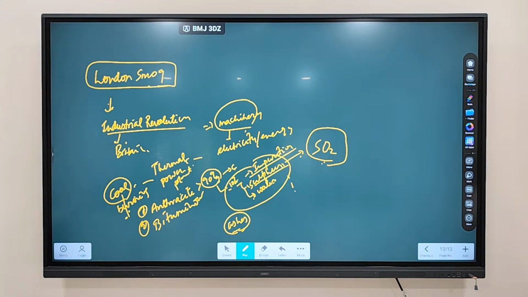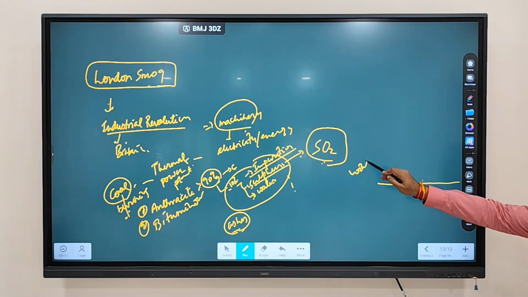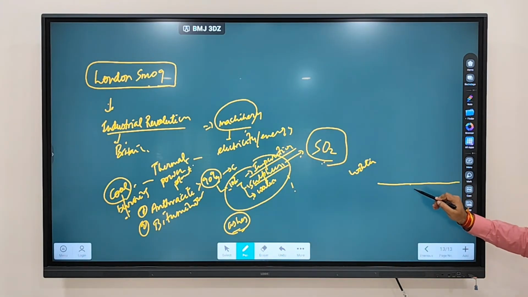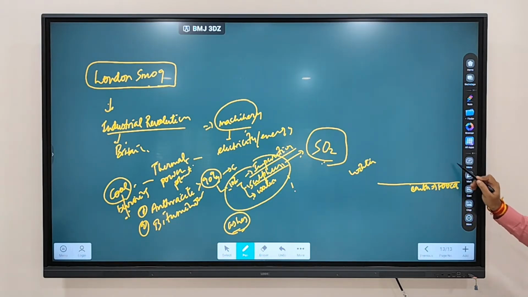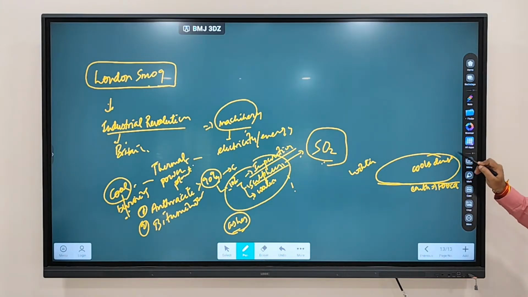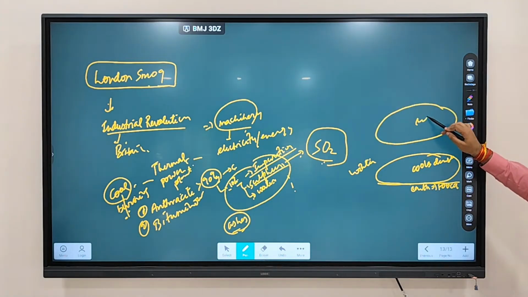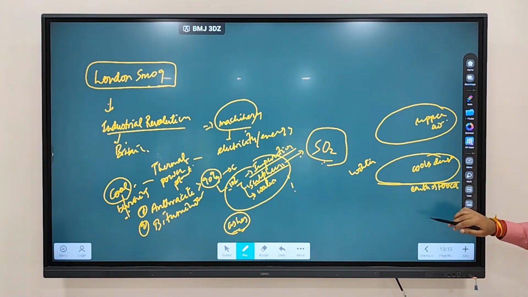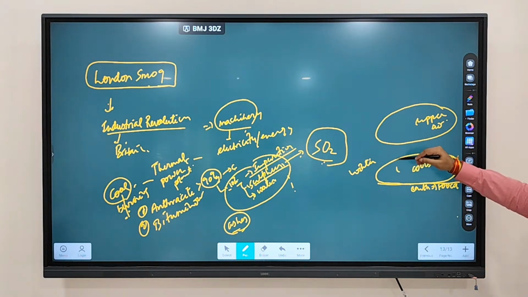Clear? Now what happens is, during winter, what will happen? We discussed that the earth becomes too cold. When the earth becomes too cold, what will happen to the air? It also cools down. But what will happen to the upper air? Since it is not in contact with the earth's surface, it will remain warm.